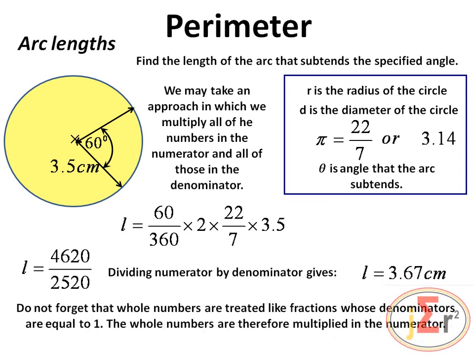Do not forget that whole numbers are treated like fractions whose denominators are equal to 1. So where we have 2, this is a fraction whose denominator is 1. The whole numbers are therefore multiplied in the numerator. So if this is 2 over 1, the numerator is 2 and the denominator is 1. So when we are multiplying the numerators, the 2 will be multiplied and 3.5 will also be multiplied.